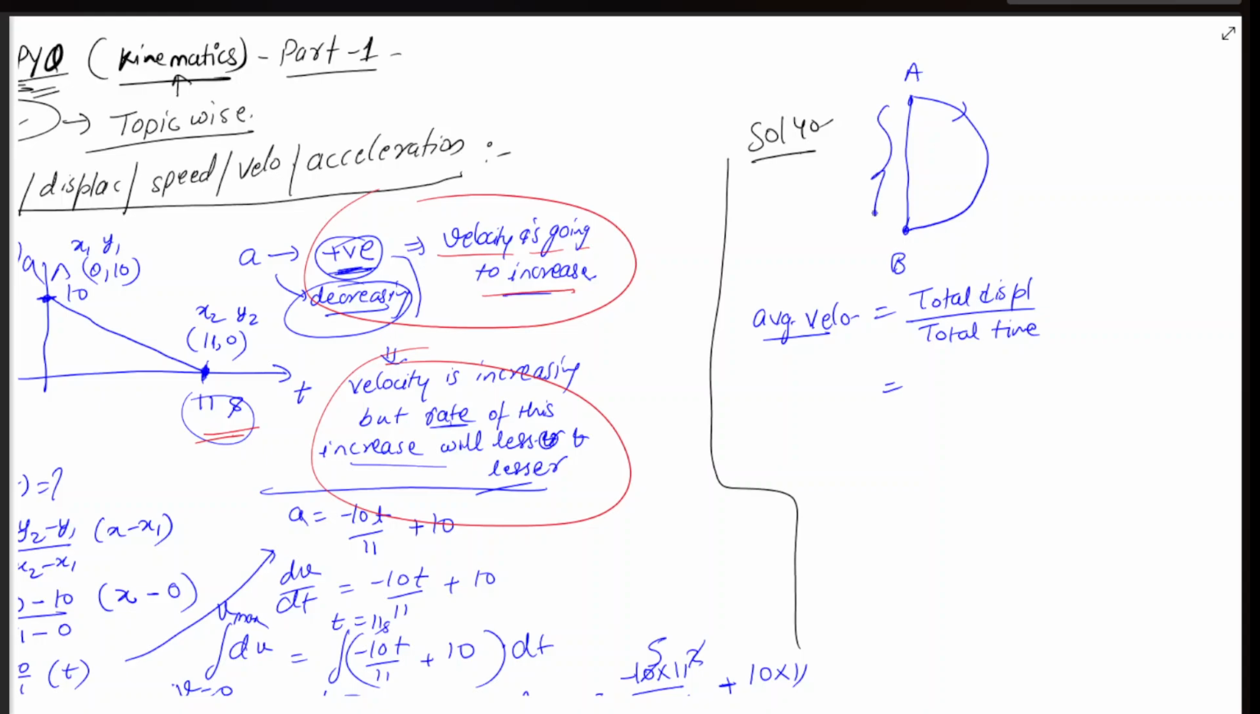So from A to B, the total displacement is 2r. R is 1 meter, so it will come out to be 2 meter. And the total time is 1 second, because the particle is moving from A to B, whatever path it chooses. It does not matter. If he is going from here or from here, the time is still 1 second and the displacement is always 2 meter, so the average velocity comes out to be 2 meter per second.